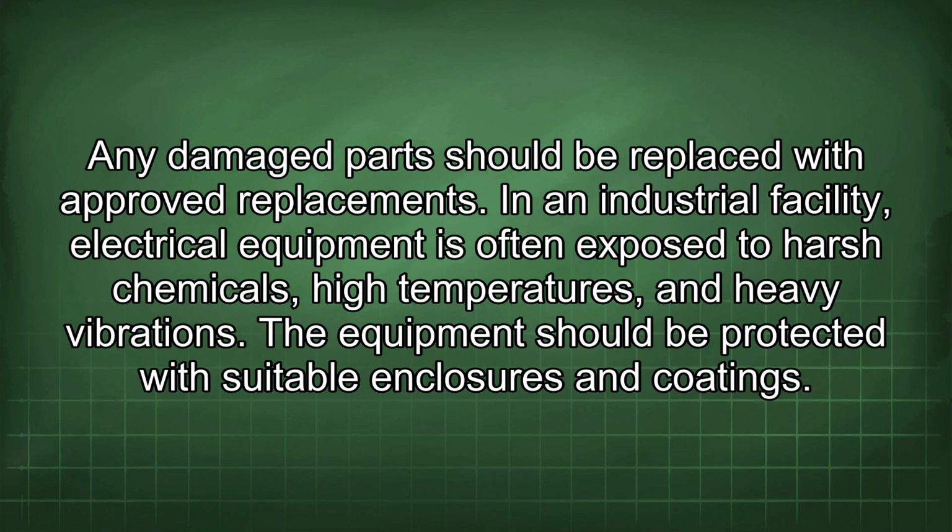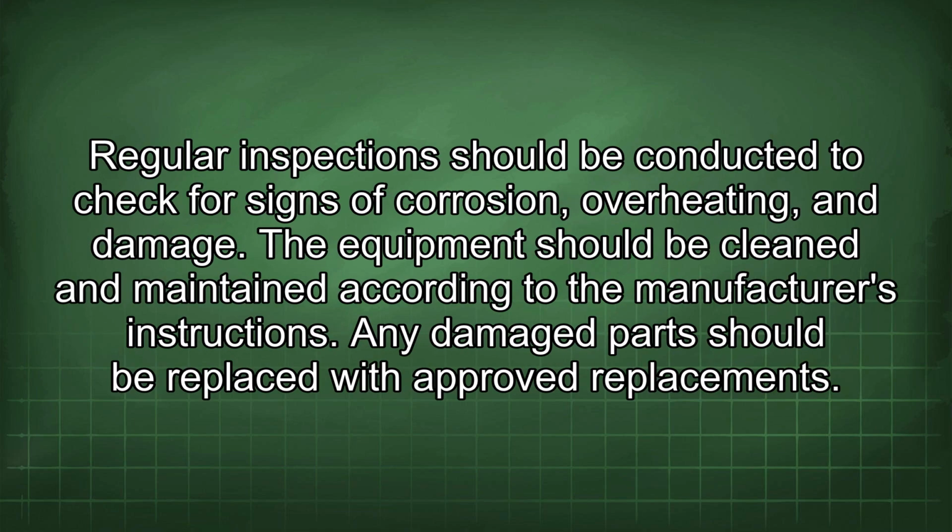In an industrial facility, electrical equipment is often exposed to harsh chemicals, high temperatures, and heavy vibrations. The equipment should be protected with suitable enclosures and coatings. Regular inspections should be conducted to check for signs of corrosion, overheating, and damage. The equipment should be cleaned and maintained according to the manufacturer's instructions. Any damaged parts should be replaced with approved replacements.